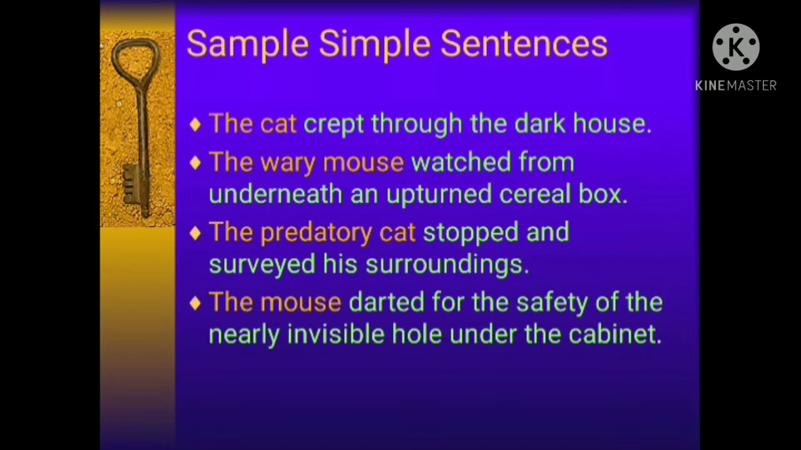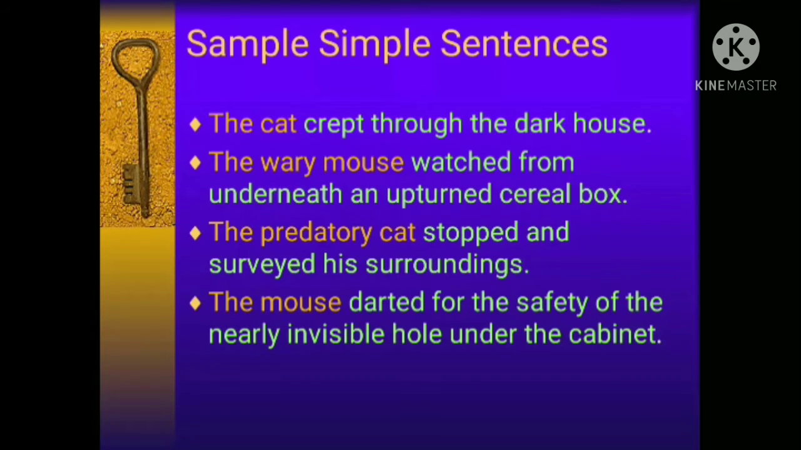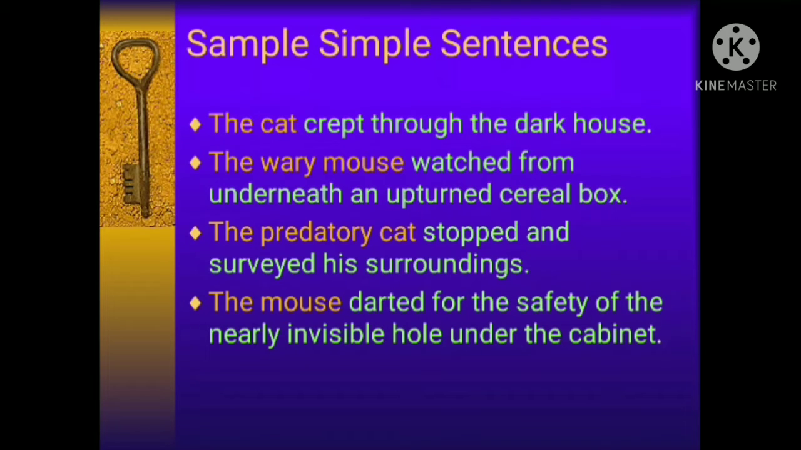So here are some examples of simple sentences for you. It will be easier for you to understand. First one: the cat crept through the dark house. So the cat is the subject, and crept through the dark house is the predicate. Crept is the verb. What is said about the subject is the predicate, and the subject is the doer in the sentence.